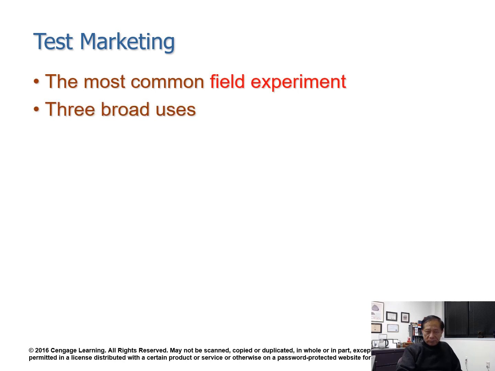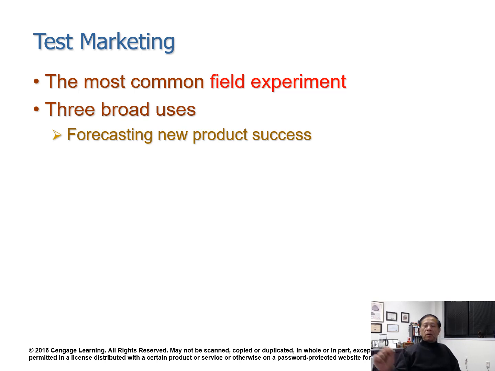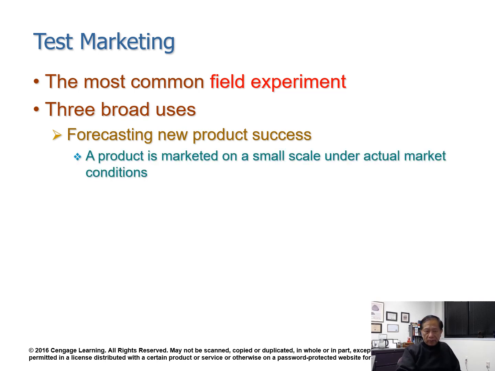Test marketing. Test marketing is the most common field experiment. Okay. The three broad uses of that: forecasting new product success. You have a new product, you want to see if it's going to be successful, you conduct a test marketing, a field experiment. A product is marketed on a small scale under actual market conditions, a small scale. Right?